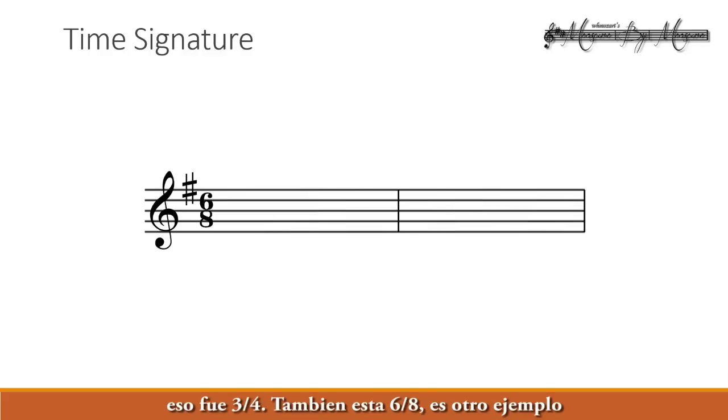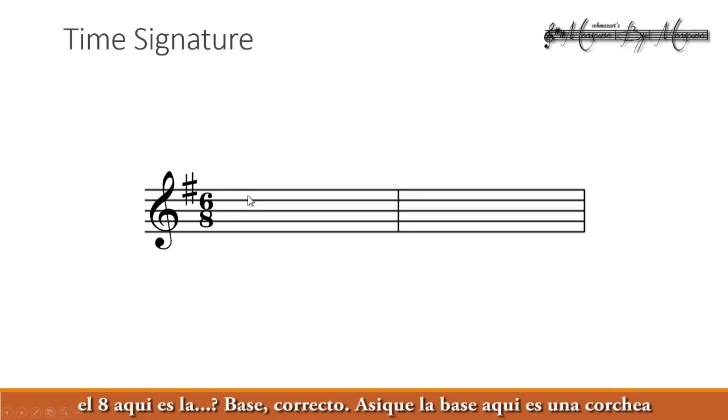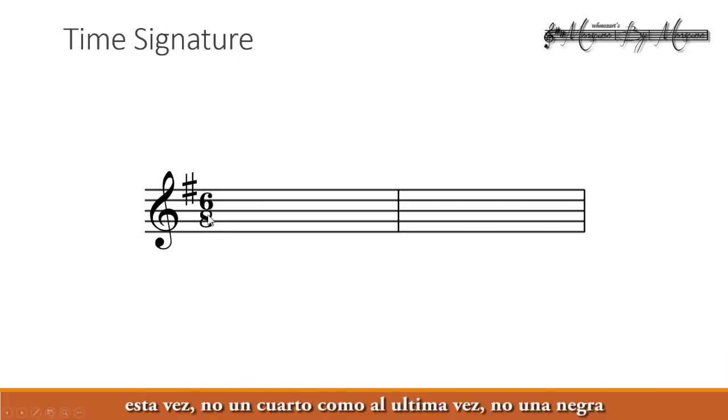Then 6/8 is another example. And let's see if you can figure this one out. I'm going to talk you through it anyway, and you know it. The 8 right here is the base. That's right. So our base is 8th notes this time, not 4th notes like the last time, not quarter notes. And what we want is 6 8th notes on each measure. And that would look something like this.